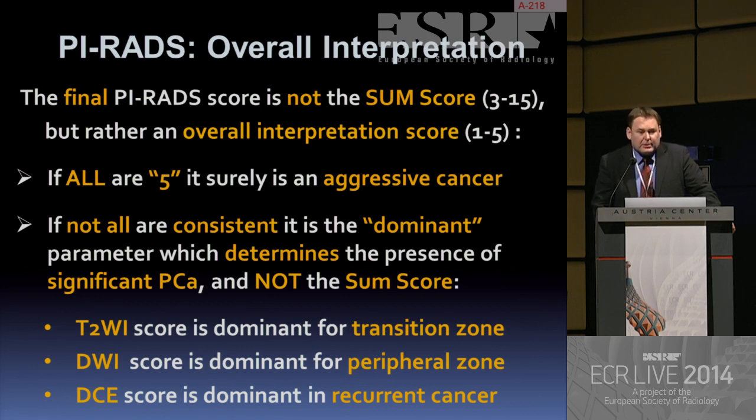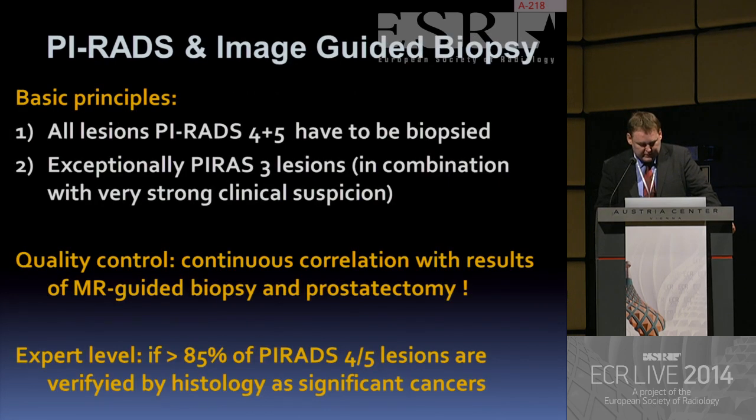There are also some newly published publications that diffusion can also show something. This issue is not discussed to the end yet. I think at the moment the DCE is still the dominant sequence for recurrent cancer. So once again, if you have 5 in all three sequences, it's surely PI-RADS 5. If you have some inconsistency, you have to use the rule of dominant sequences.